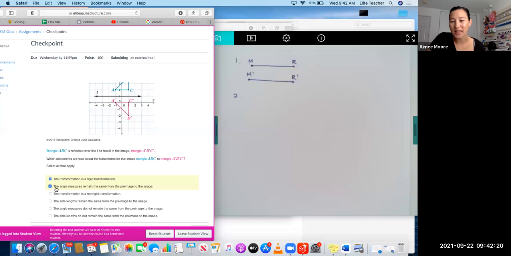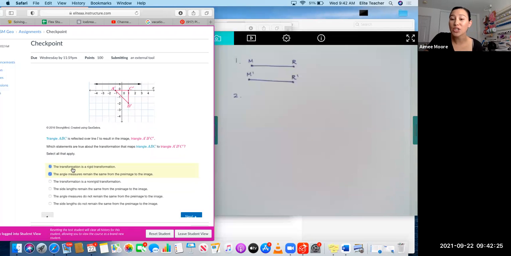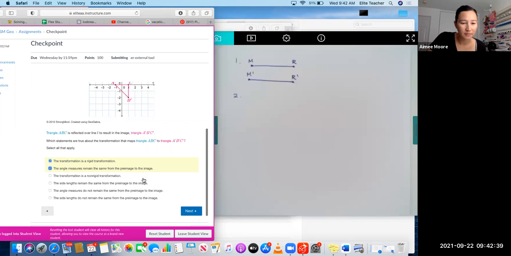Yeah, sorry about that, Sarah. They do like to shuffle the answers. So don't check them in the order that I'm checking them. Make sure you find the same one. So find the box that says the transformation is a rigid transformation. And then the one that says the angle measures remain the same from the pre-image to the image.